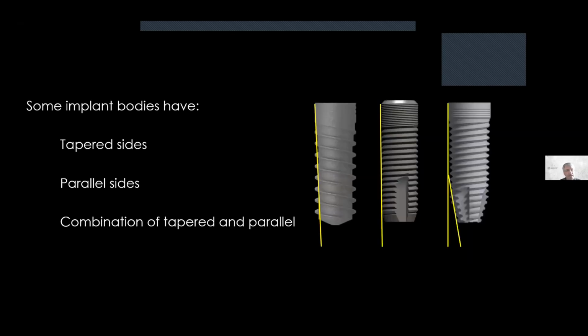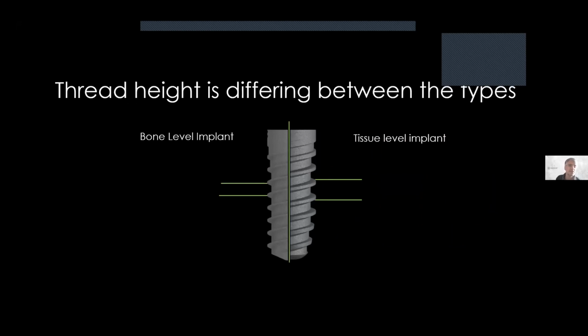We have a lot of shapes: tapered, parallel, combinations of those, and sometimes we don't know what to choose. Now we are mostly oriented to use tapered shapes to get very high primary stability, because we are all tending to do immediate loading. Thread height is different between the types of implants. Each brand of implants has its own thread heights. This makes a very big difference in primary stability and also in the insertion torque. So we have to take care about that and know what's going on.